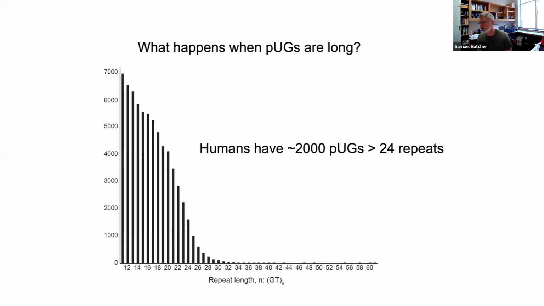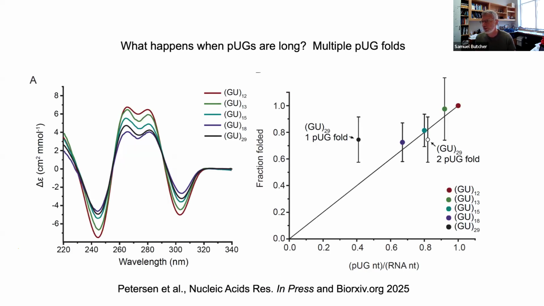Humans have about 2,000 PUGs that are more than 24 repeats long, so really long PUGs. A famous one is in the long non-coding RNA MALAT1, which is a cancer-associated transcript, has a huge number of PUG repeats. This causes multiple PUG folds to fold like beads on a string. We can measure this by CD. We can get fraction folded, basically, of the RNA by comparing different lengths. And as the length gets longer, you get more single-stranded, and the secondary structure content goes down until you get above the potential to get 2 repeats. It starts to go back up and becomes more folded.